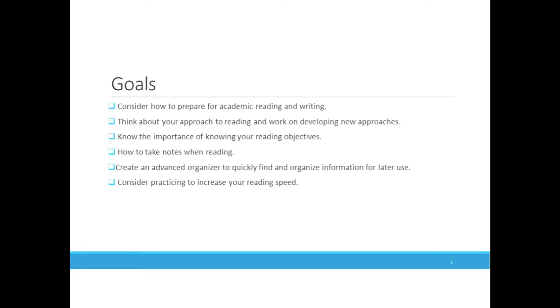And know the importance of having some reading objectives as you go and find some different sources. Consider how to take notes when you're reading. Maybe think about some graphic organizers. And also thinking about increasing your reading speed as a student. Not your general reading speed, but how to use the information that you have a little more efficiently.